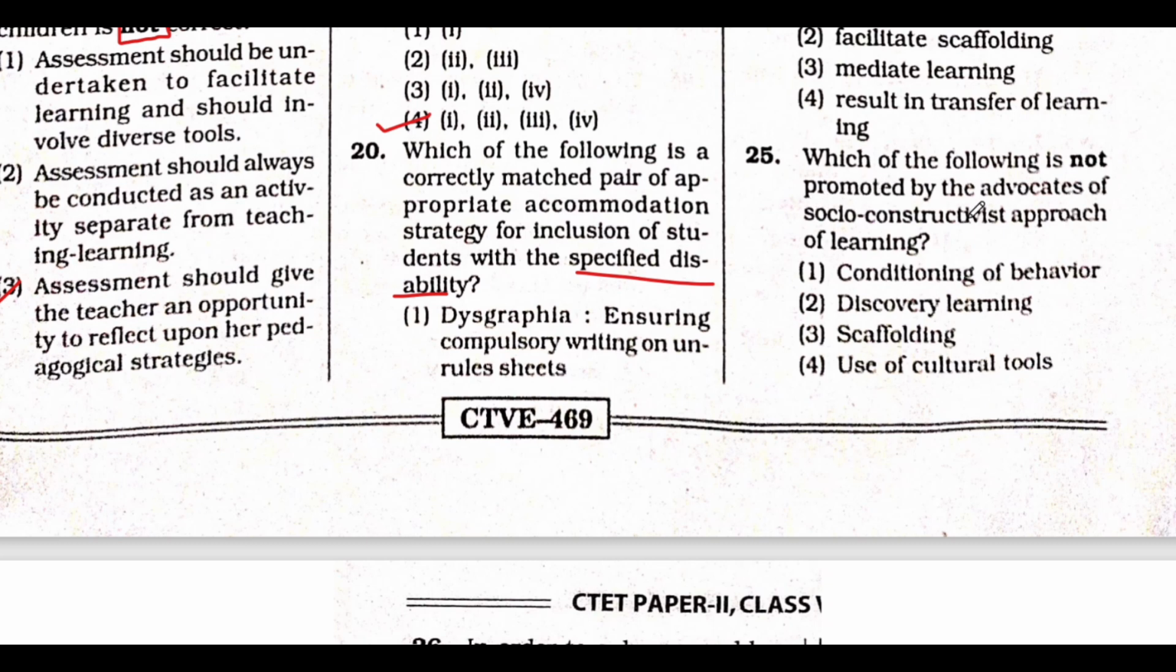Now question number 25. Which of the following is not promoted by advocates of socio-constructivist approach of learning? Conditioning of behavior, discovery learning, scaffolding, use of cultural tools. Of course, you see one negative sentence here. Which one? So the correct answer is option number 2, that is discovery learning. So discovery learning is undermined in the social constructivist approach.